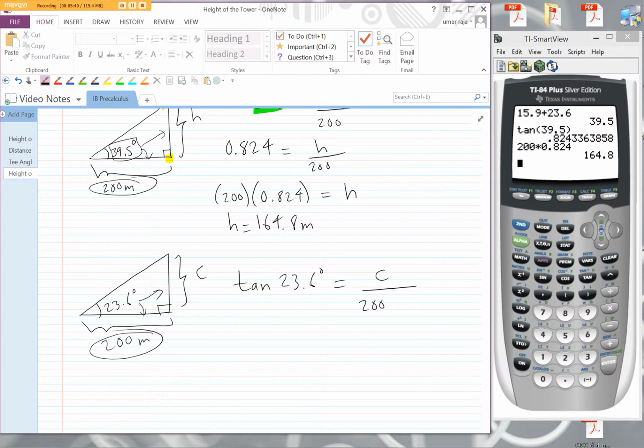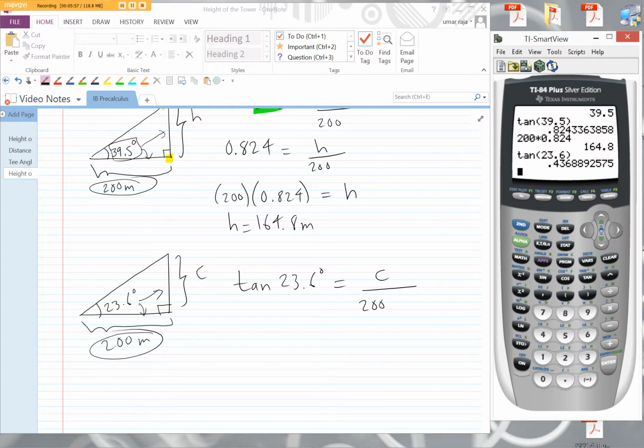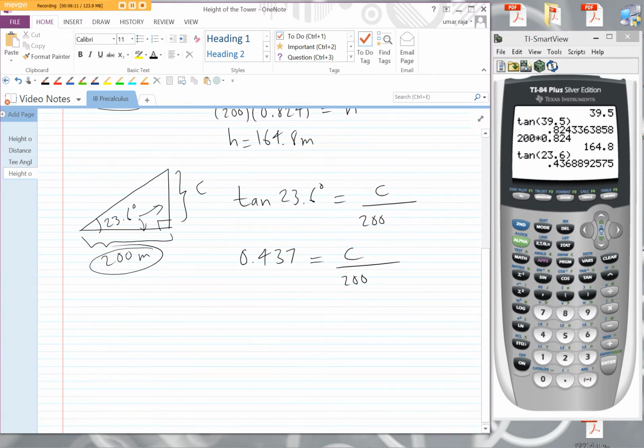Again, make sure that it's in degrees, but we've already checked that, so we don't need to worry about that. Tangent of 23.6, close the parentheses, press the enter key, and you get 0.437 if you round that to 3 decimal places. 0.437 just for the tangent itself, and that's equal to c over 200. Let's scroll up just a little bit.